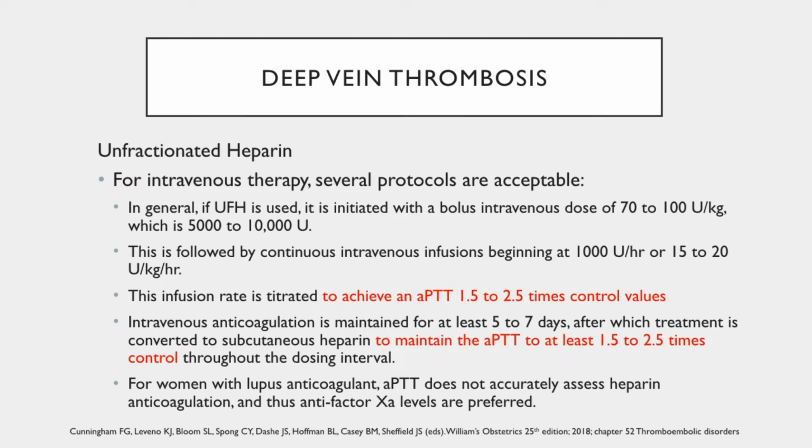IV anticoagulation is maintained for at least 5 to 7 days, after which treatment is converted to subcutaneous heparin to maintain an APTT to at least 1.5 to 2.5 times control throughout the dosing interval. For women with lupus anticoagulant, APTT does not accurately assess heparin anticoagulation, and thus antifactor 10A levels are preferred.